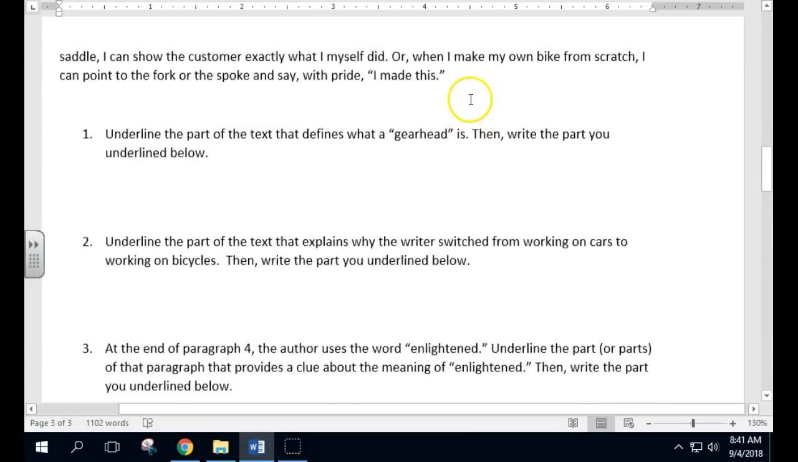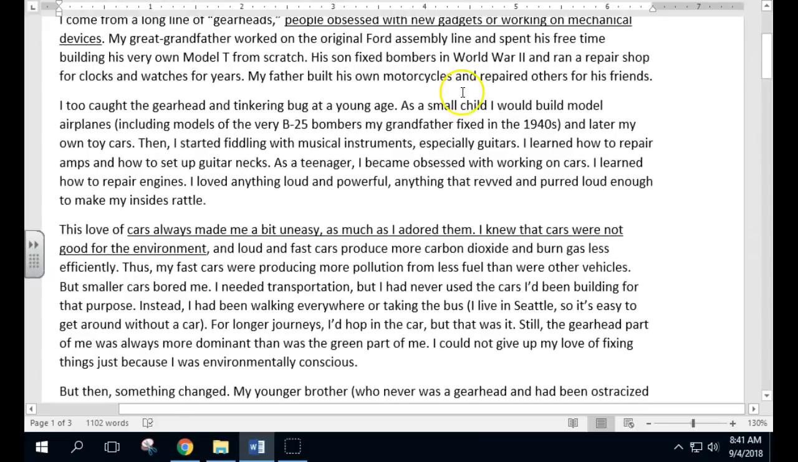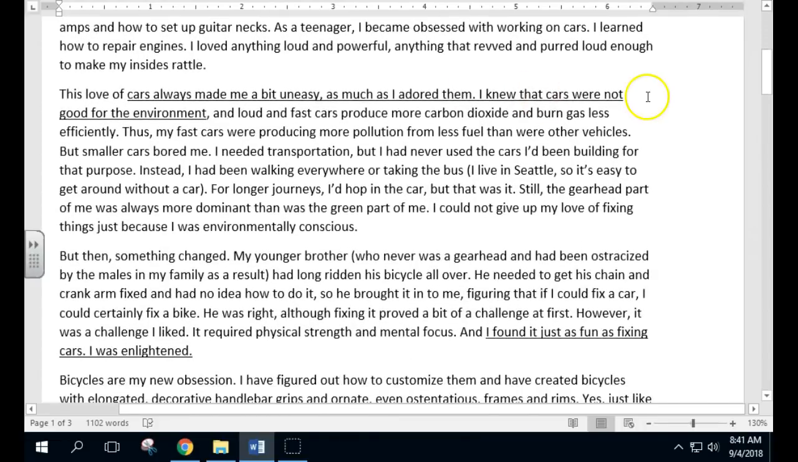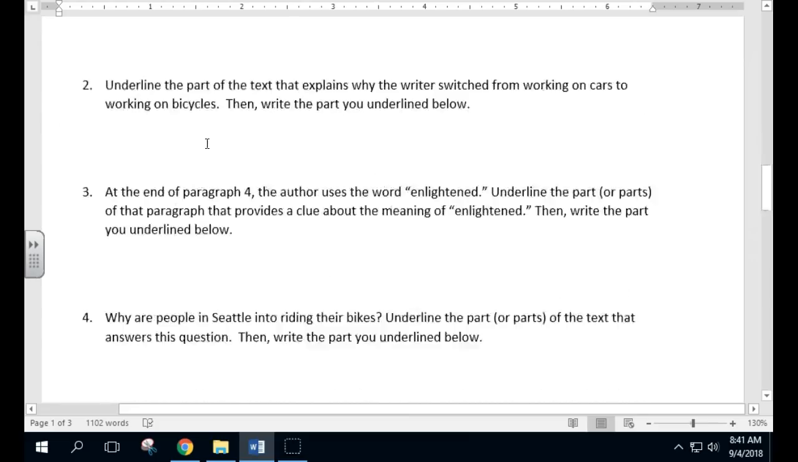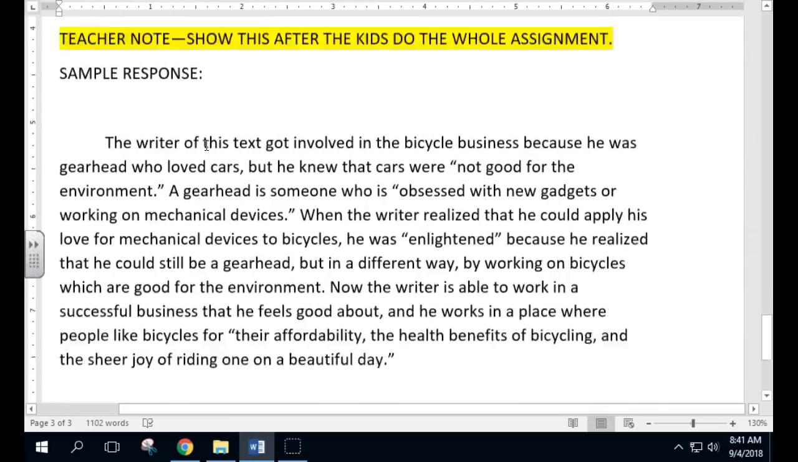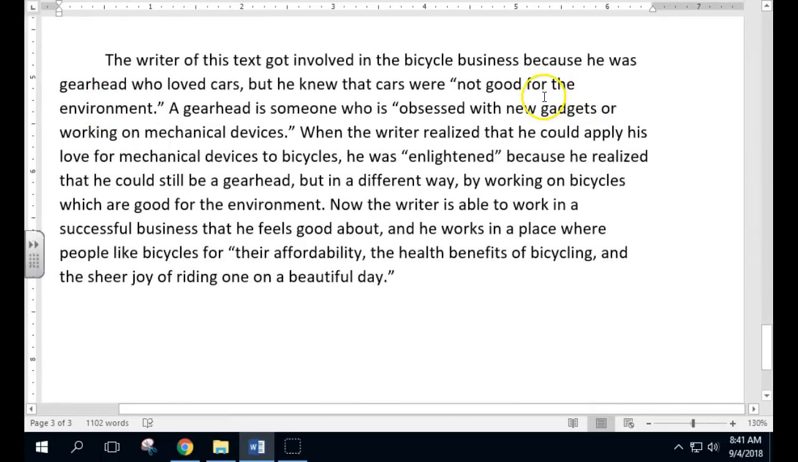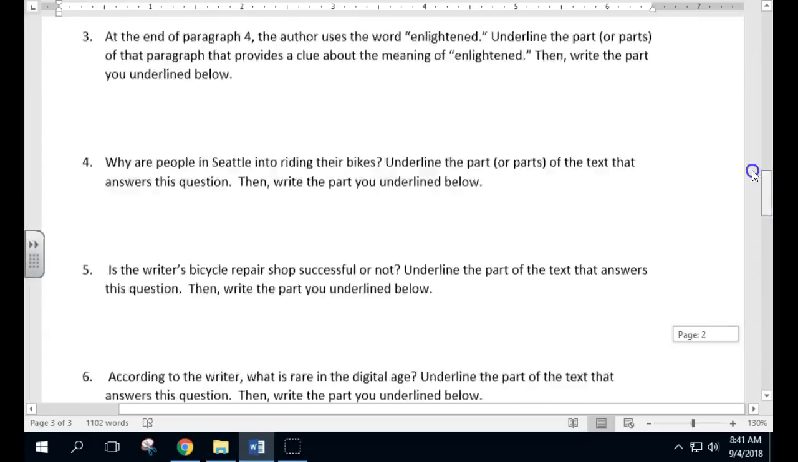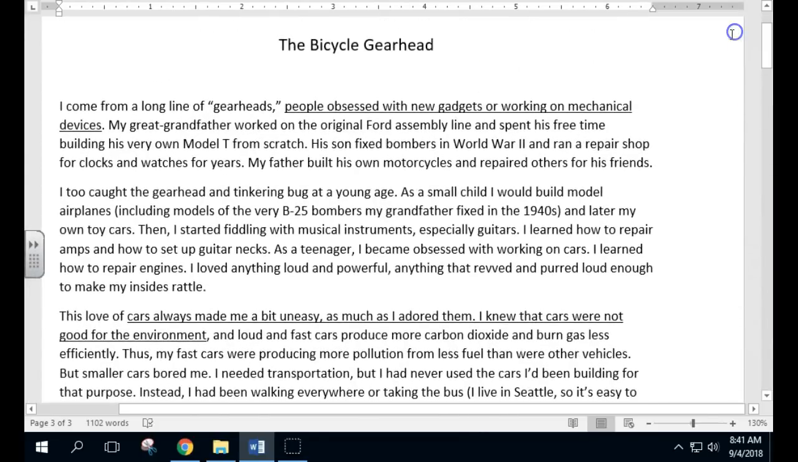Let's go back up here and look again. I know this is probably making you dizzy, but back up here and look again. Not good for the environment. So I took that bit of text evidence directly from what I had underlined. Not good for the environment. And then I thought, well, this is a good place to explain what a gearhead is. A gearhead is someone who is obsessed with new gadgets or working on mechanical devices. That came from my first bit of underlined text. Obsessed with new gadgets or working on mechanical devices.